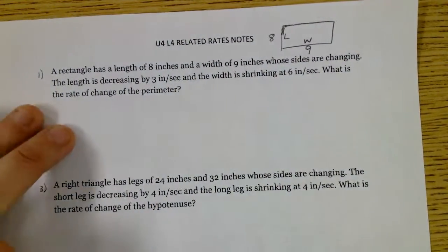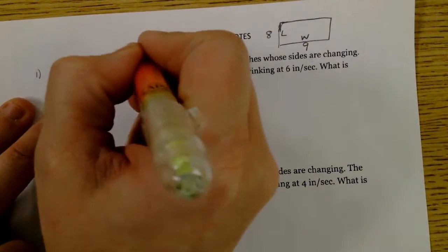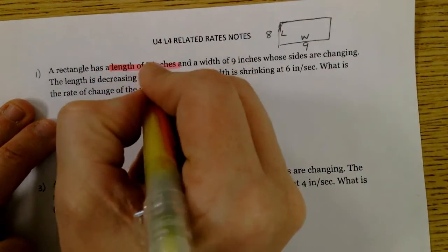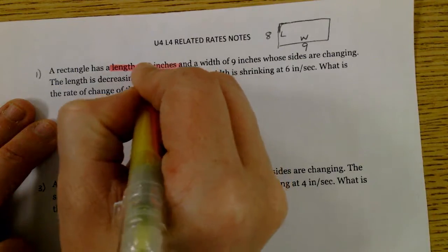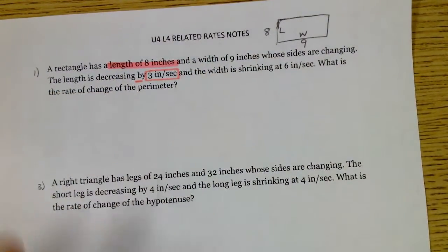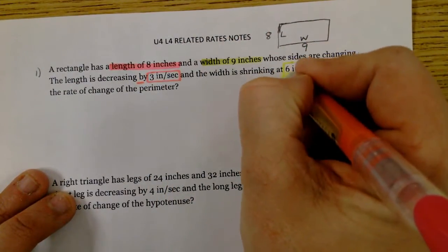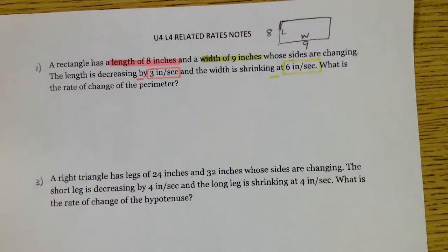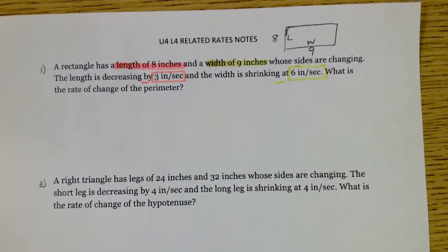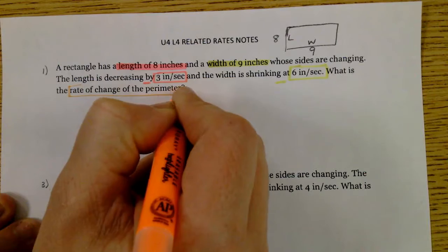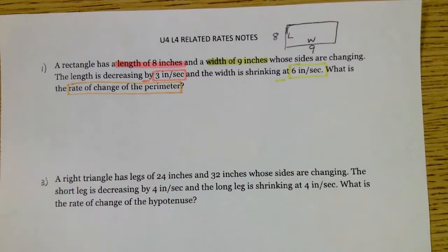So what I'm going to do here is I'm going to talk about the length here is 8. It's decreasing. I'm going to put a negative there, okay? It's decreasing by 3 inches per second. The width, on the other hand, so here's my information about the width, is shrinking at this rate. Shrinking. 3 inches per second. They want to know what is the rate of change of the perimeter.